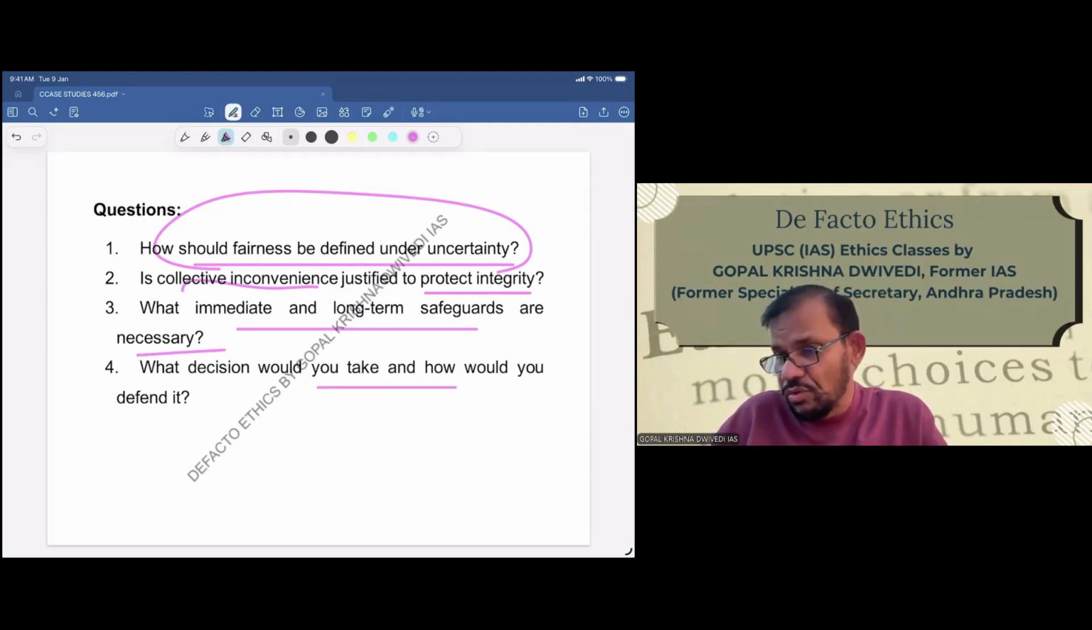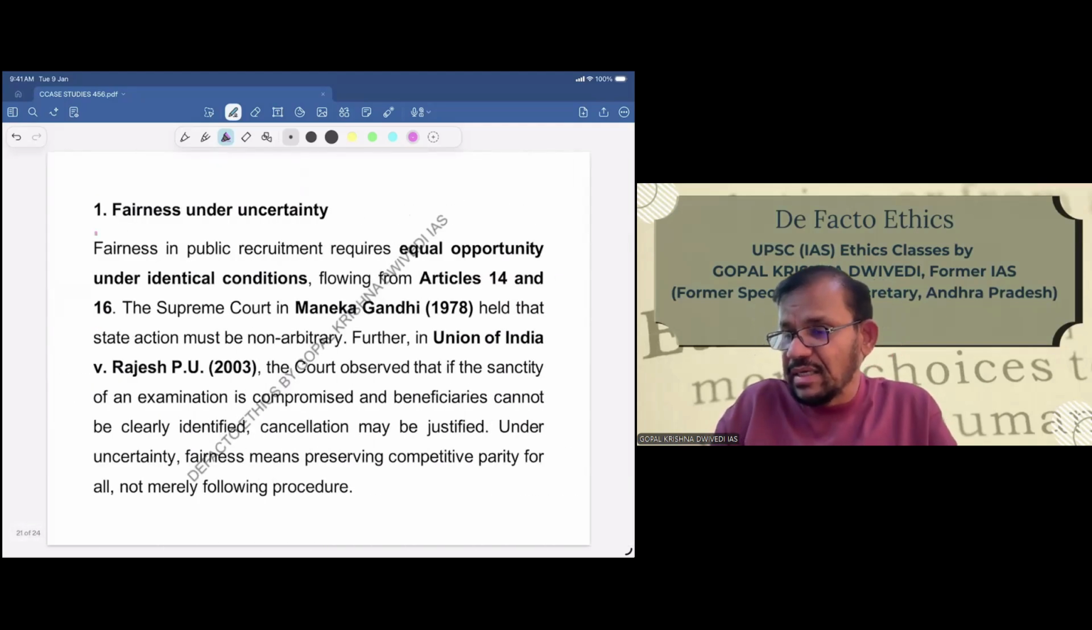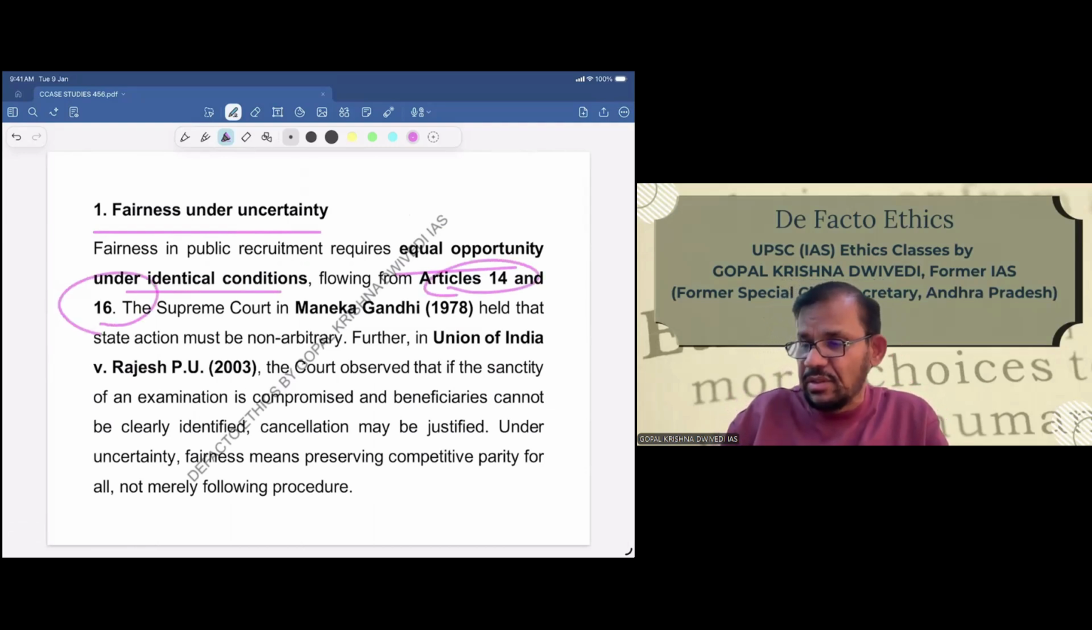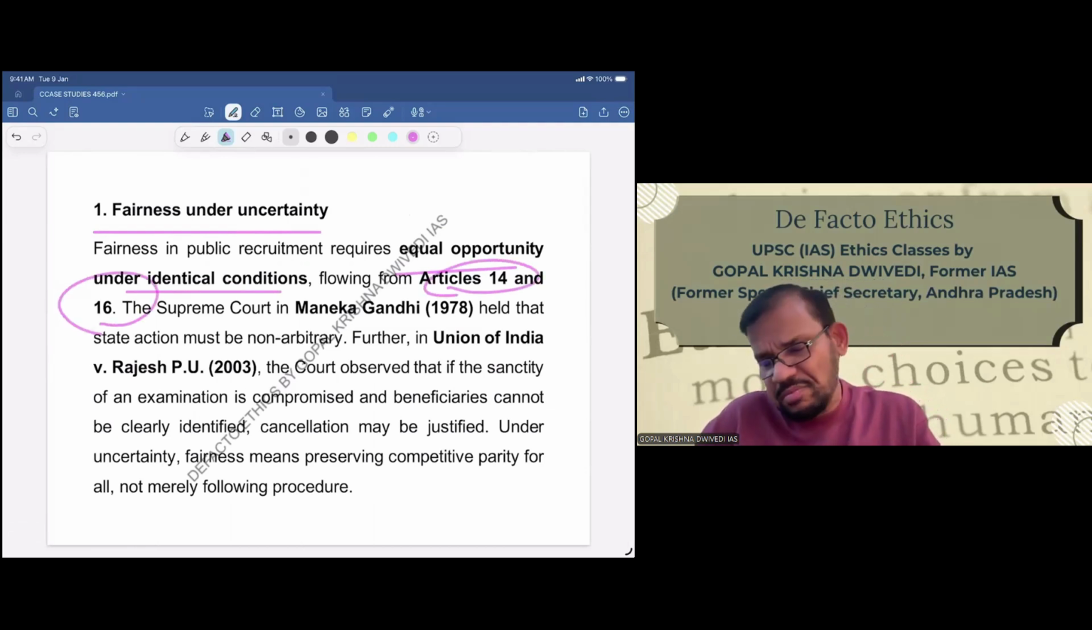So now let us go to the first question: how should fairness be defined under uncertainty? Fairness in public recruitment requires equal opportunity under identical conditions, flowing from Articles 14 and 16. Besides Supreme Court cases, constitutional morality demands that we quote relevant constitutional articles also. So here 14 and 16 are quite important articles, and that's what has been quoted.